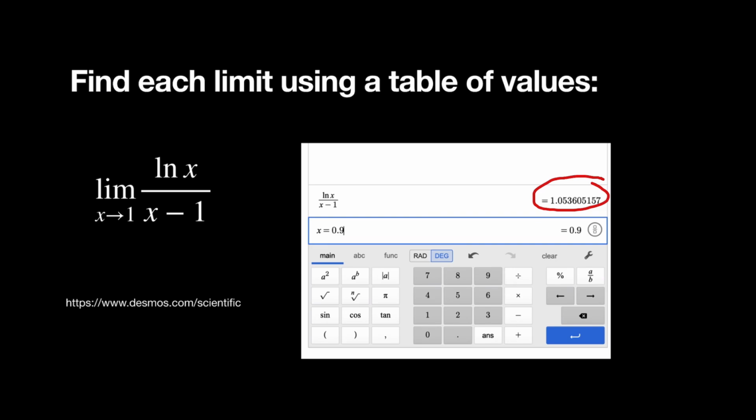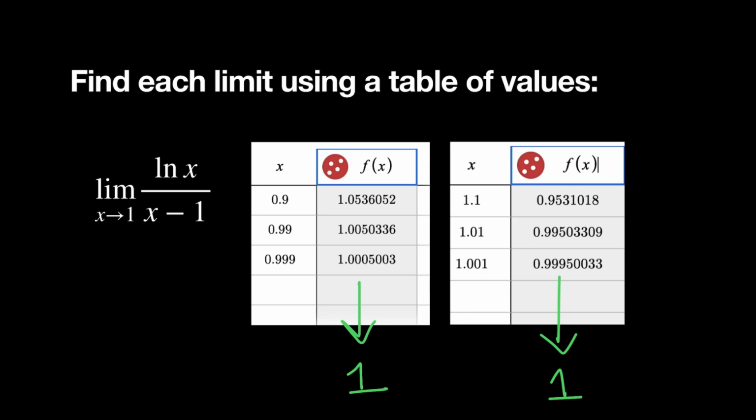So when I typed in x equal 0.9, I can see that the function is equal to 1.0536, etc. And the nice thing about using this type of calculator is then I can delete this x value and type in my next x value, and the number on the top line will change as I type in new x values.